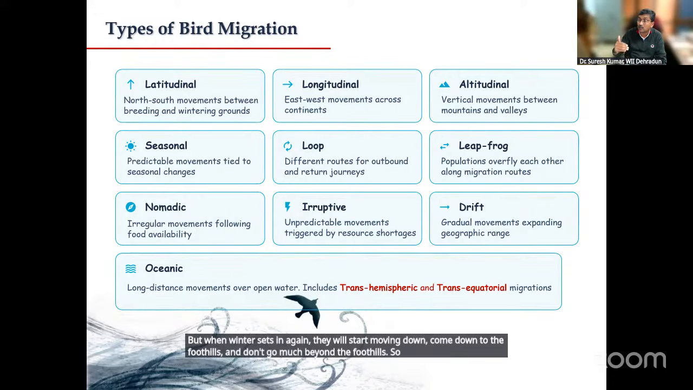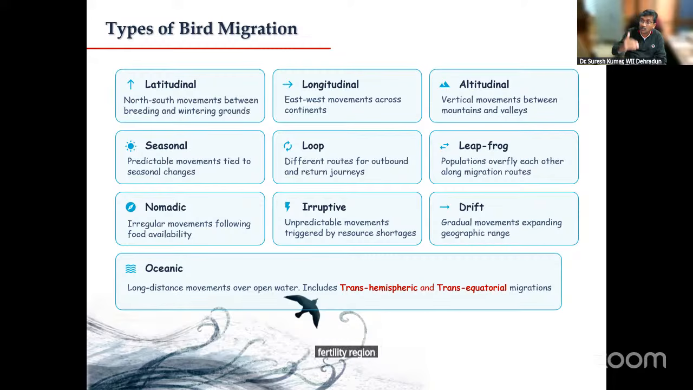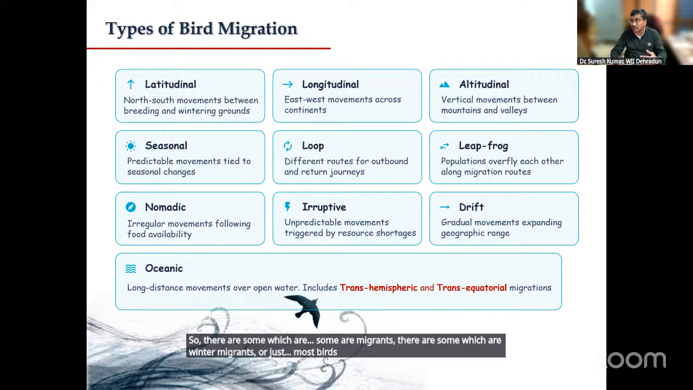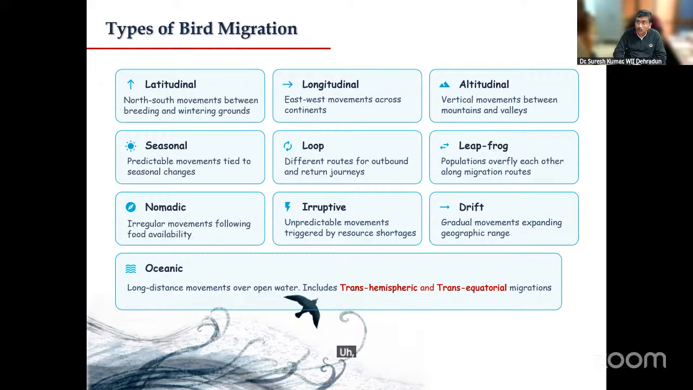So they remain in the foothill region and do these elevational shifts. Seasonal, predictable movements tied to certain seasonal changes. So there are some which are summer migrants, and some which are winter migrants. Most birds are winter migrants, but definitely a certain number of birds are summer migrants. Then we have what is known as loop, different routes for outbound and return journeys. I'll show you examples of that to make it clear to you.